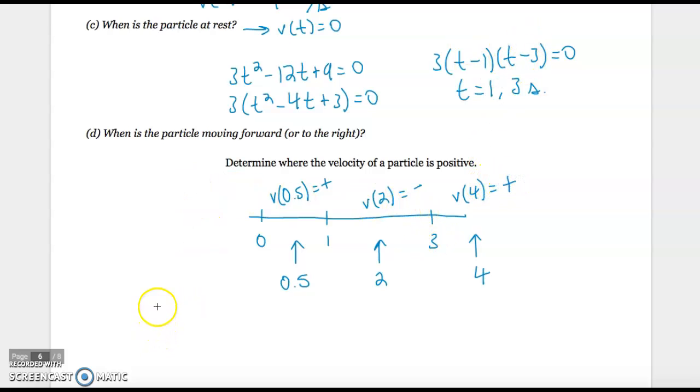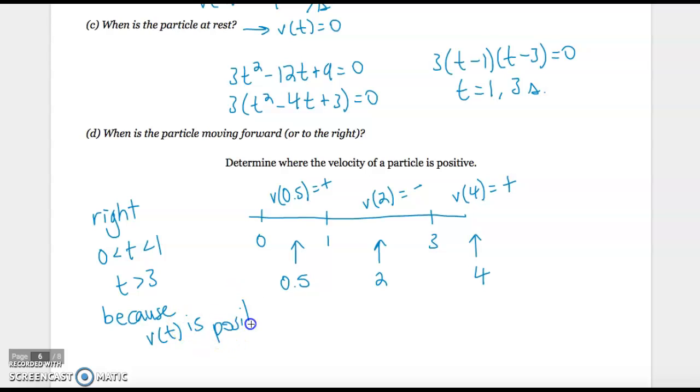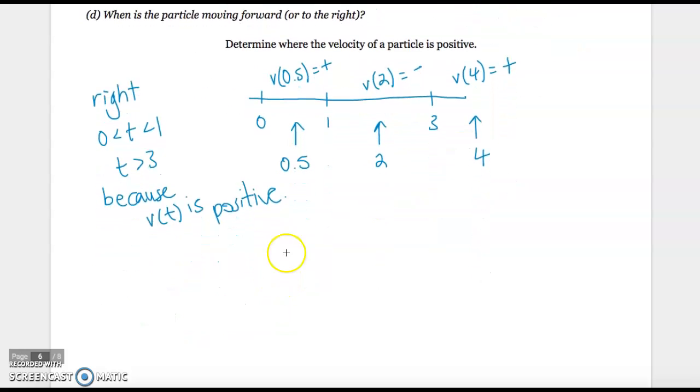So we would say our particle is moving to the right between 0 and 1 seconds, and then for time greater than 3. And if you wanted to provide the explanation for it, which is going to be helpful for you to get used to, we would say because v of t is positive. So that means that the direction of your particle is to the right or forward.